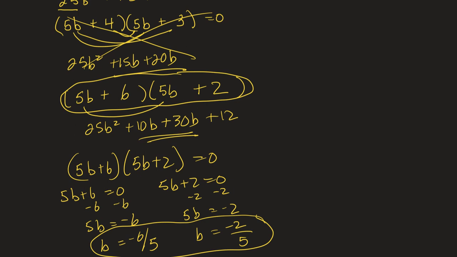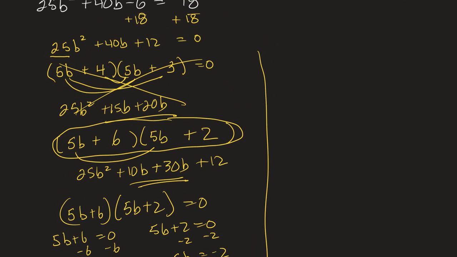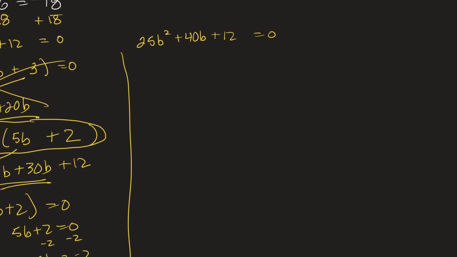Now you could have, if you are an AC method person, I'll just show you that one too. 25b squared plus 40b plus 12 equals 0. So I need to get two numbers that multiply to whatever 25 times 12 is. What's that? 250, 300, I think. So 300. So two numbers that multiply to 300, and the same numbers have to add to 40.